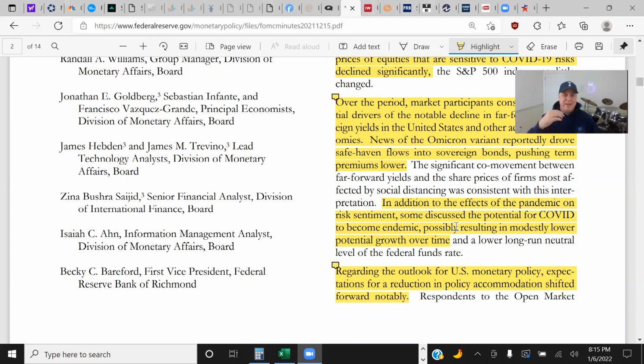So they're now saying that it's a slowdown in GDP and an inverted yield curve. Basically they're laying down all the foundation for a recession.